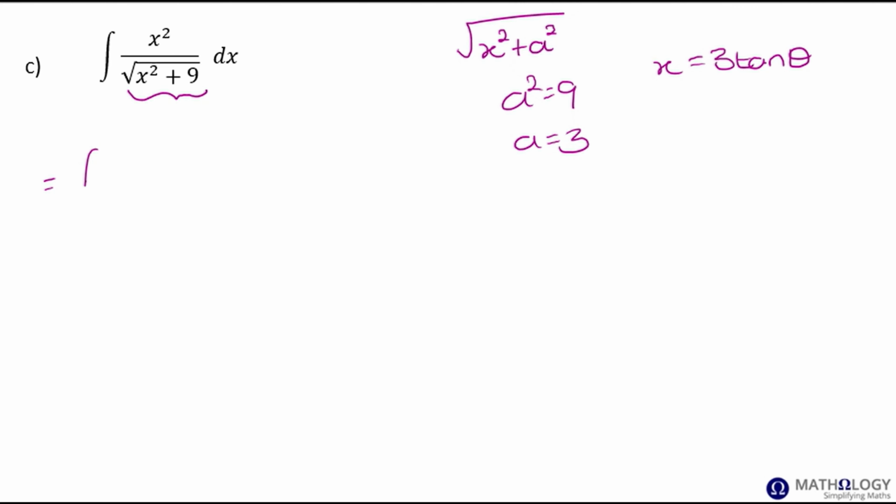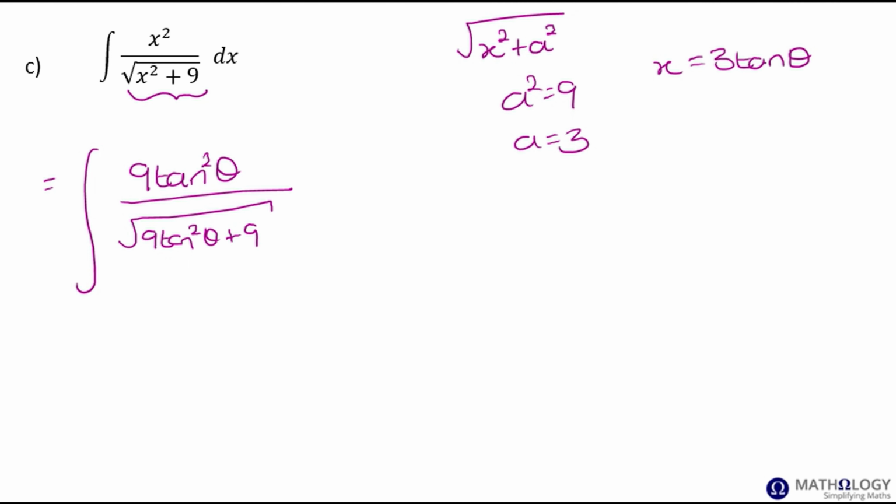So that will give us the integral of x squared will be 9 tan squared theta over the square root of x squared will be 9 tan squared theta plus 9 times dx. So dx will be 3. The derivative of tan theta is sec squared theta d theta. So dx is 3 sec squared theta d theta.